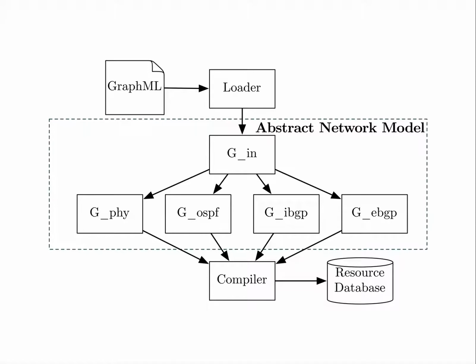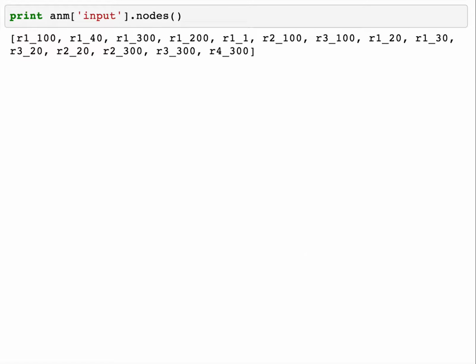The API forms an important part of our implementation. Here is a reference model that we used previously. A user can access our abstract network model, accessing the various overlays. Here we're looking at input, which represents the GN input graph. The nodes function will show us the nodes, which are listed by their label.